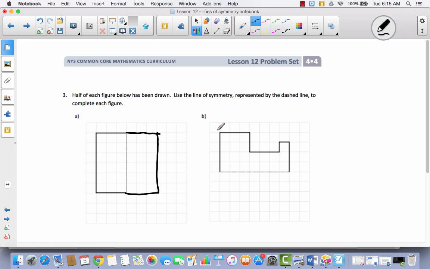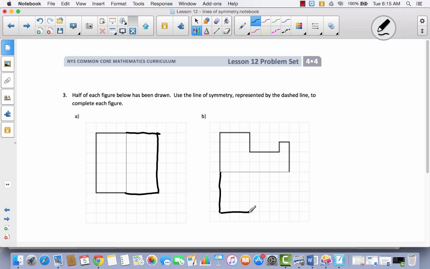All right, so this one I'm going to go 4. So you go 1, 2, 3, 4. And just be sure to use the graph paper to help guide you. And then you go 3 over, 1, 2, 3. And then I'm going to go back towards the line of symmetry.